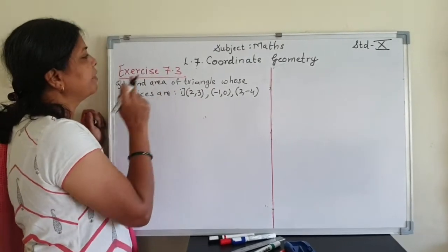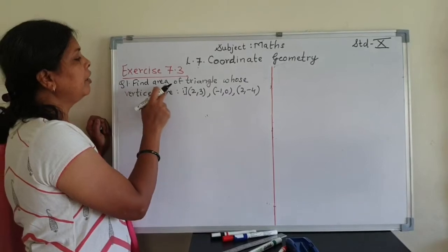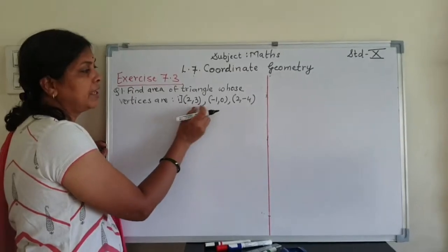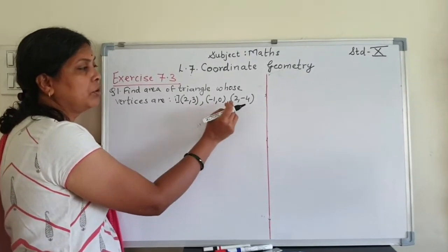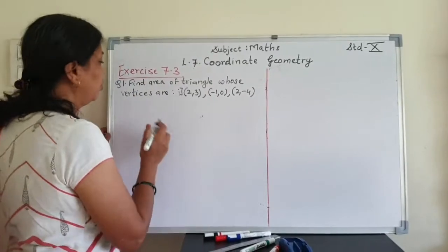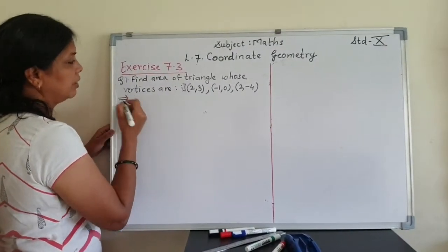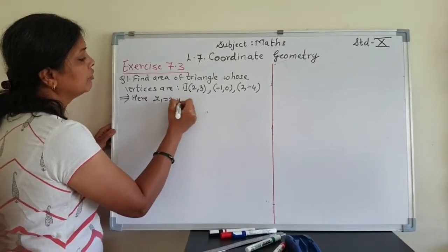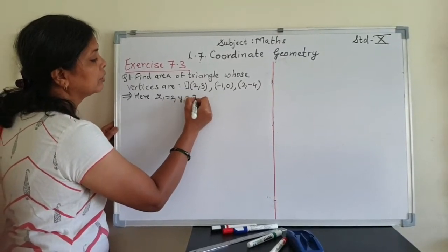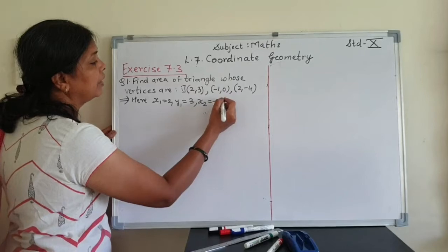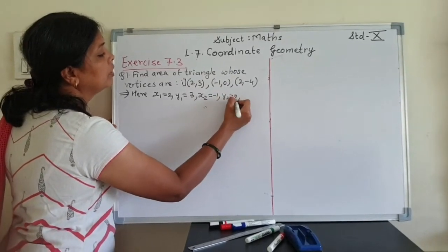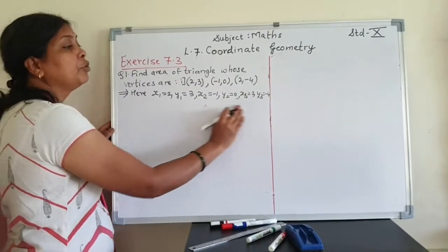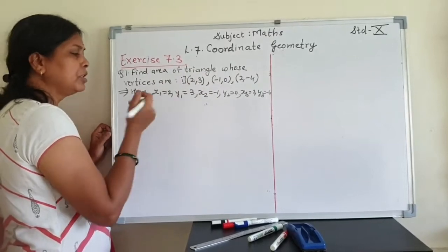So let's start exercise 7.3. First question, find area of triangle whose vertices are given here: 2, 3, minus 1, 0 and 2, minus 4. So directly we will start here. Our x1 will be 2, y1 will be 3, x2 will be minus 1, y2 will be 0, x3 will be 2 and y3 will be minus 4. Now if you write this, it's good. Otherwise, if you do not mention this, no problem.